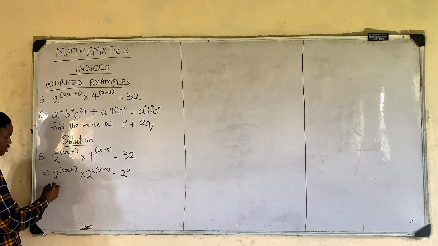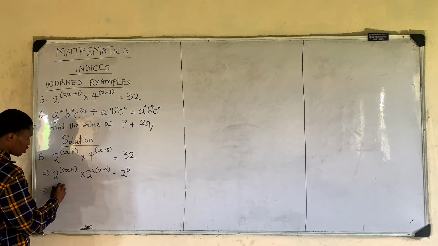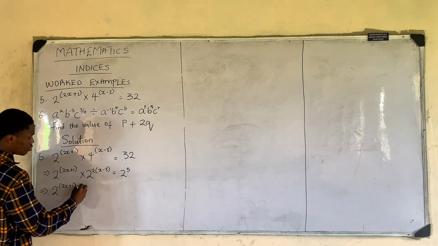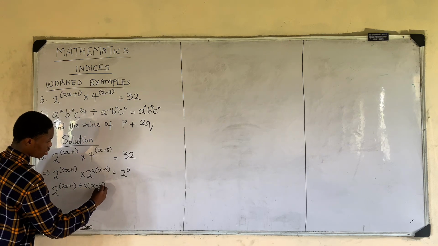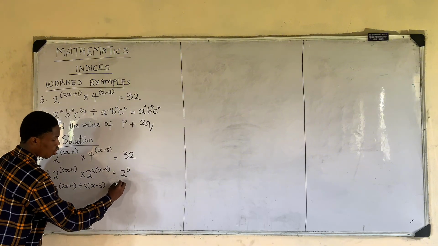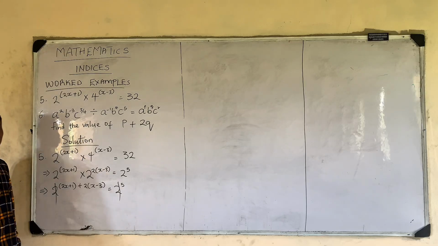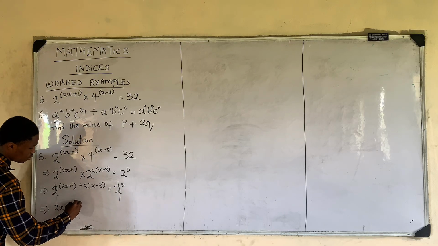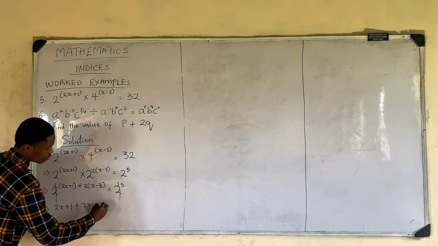Now this means that you have 2 to the bracket of what? 2x plus 1 plus 2 brackets x minus 3 equals to 2 raised to the power 5. Here 2 then cancels 2. This implies 2x plus 1 plus, you open the bracket, 2x minus 6 equals 5.